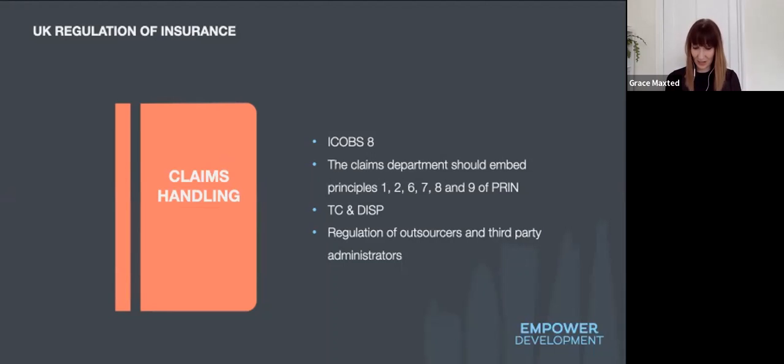Number 7 relates to communication with clients. Then we've got conflicts of interest, and then finally trust. So all of these are really key to make sure that the claims department is adhering to them. So we've got a printable poster in this area on the course, so familiarise yourself with those when you get a chance.